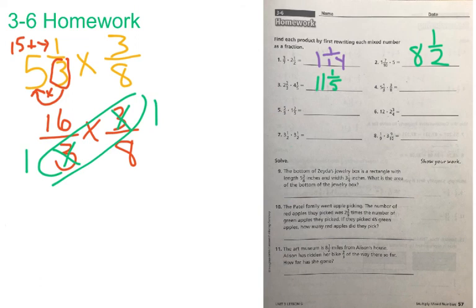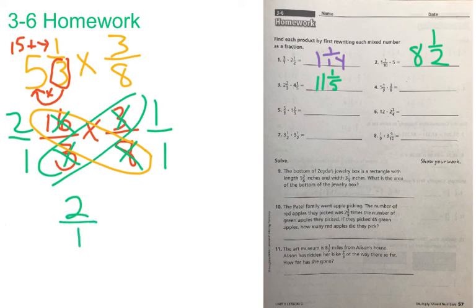And then I can look the other way, and I see that 16 and 8, 8 is a factor of 16 because 8 times 2 is equal to 16. So 8 can go into 8 one time, and 8 can go into 16 two times. So now what I have is 2 over 1 times 1 over 1.